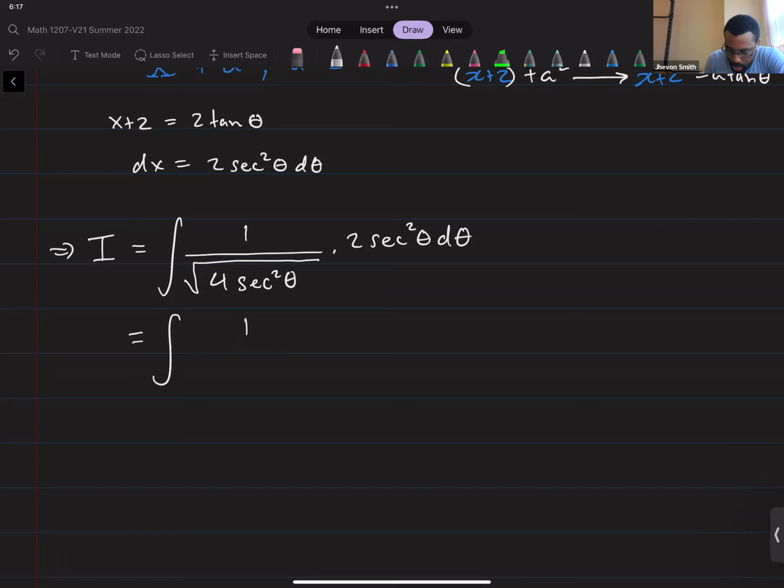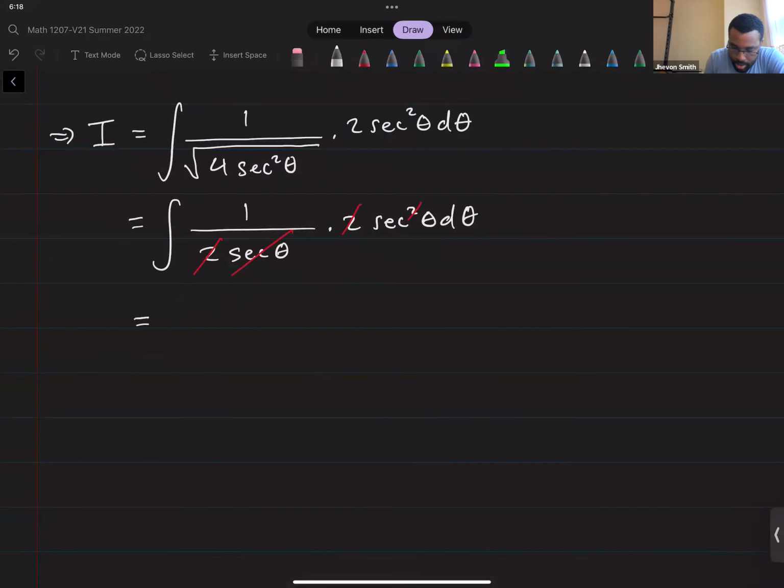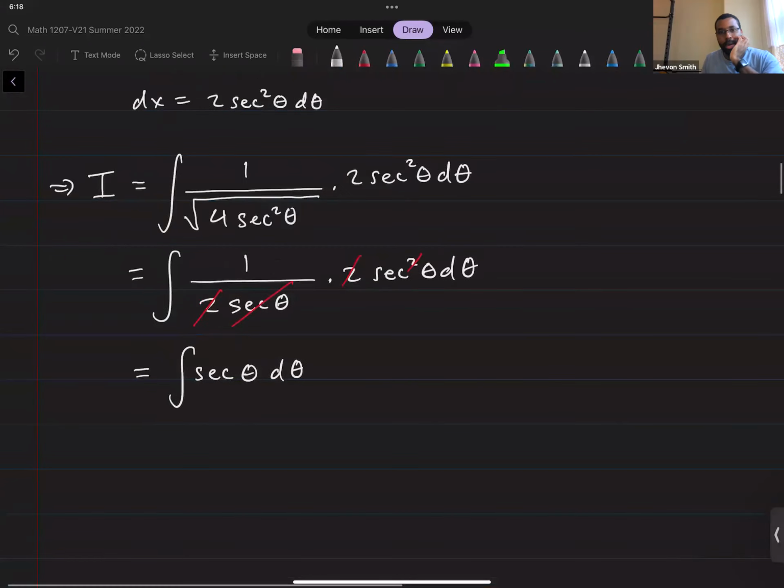Now what happens, this guy would simplify to 2 secant theta times 2 secant squared theta d theta. Which 2 cancels 2, this cancels that. And we're left with a secant theta d theta, right? So now we've caught up to Maxim.